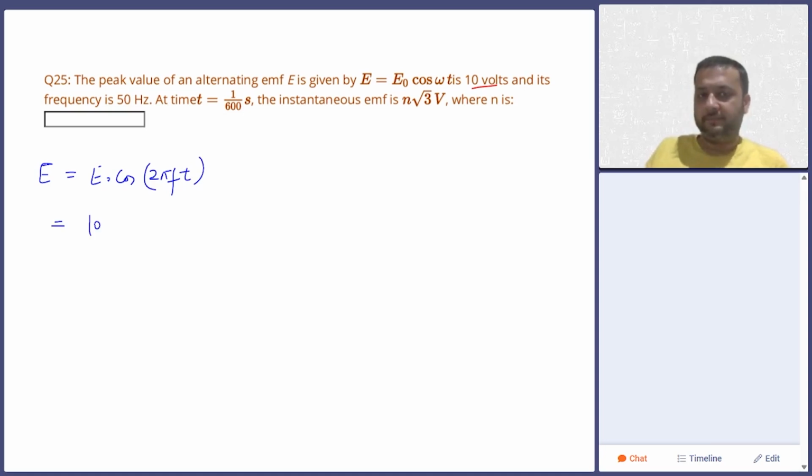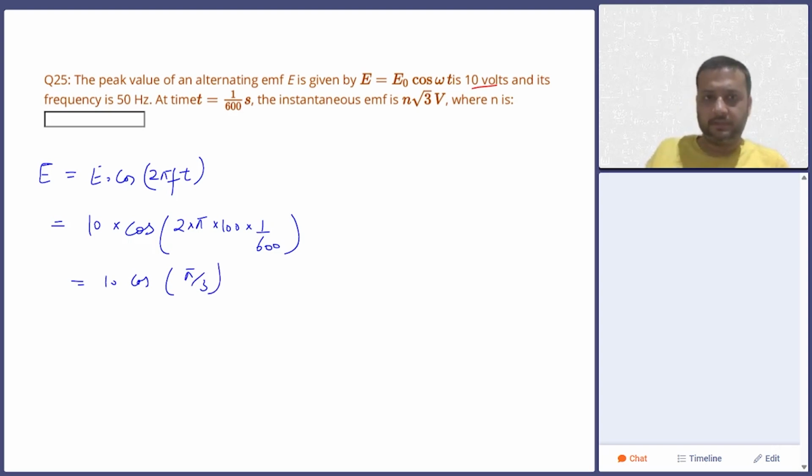So the value of E naught is 10, and we have to find the value of E at t equals 1 by 600. So just put the value. 2 into pi into f is 100 and time is 1 by 600. So this becomes 10 into cos of 200 by 600, which will become basically 1 by 3. So I think this becomes basically 2 cos pi by 3. That means this becomes 5.